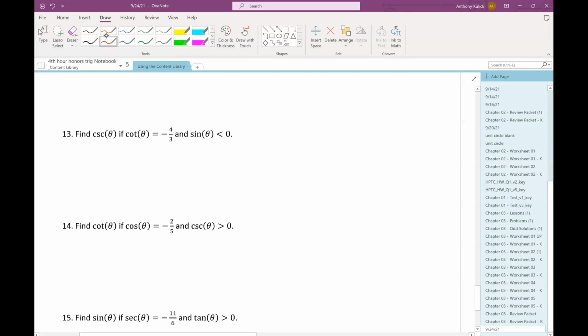So the first thing I'm going to want to do is figure out which quadrant to draw my reference triangle. Cotangent I know is x over y. So I need either x is equal to -4 and y is +3, or x could be +4 and y could be -3, right? Here we're told that sine is negative and sine is y. So I know the situation I want is the one where x is positive and y is negative, because the y has to be negative.